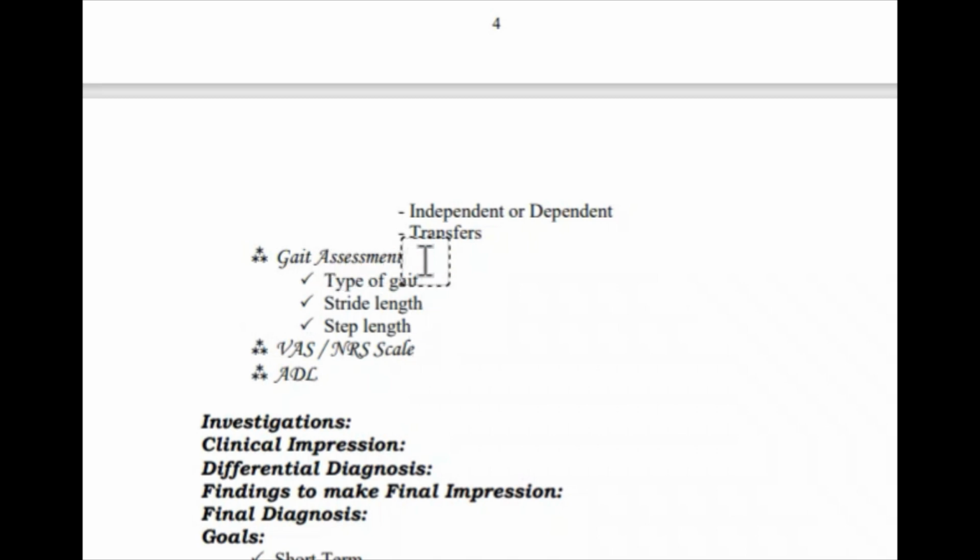Then gait assessment: type of gait, stride length, step length, everything. If you feel that it needs to be mentioned in the assessment, then you have to assess it correctly and mention it accordingly. Then ADLs, and VAS and NPRS are just pain scales. We have already mentioned these in the previous video.